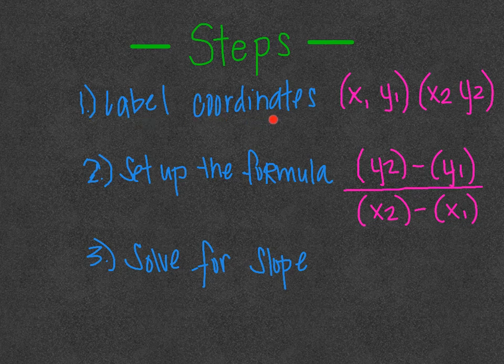The first thing is we're going to label the coordinates. So instead of being in a table or a graph, you're just going to have the ordered pairs listed side by side. Once you label x1, y1, x2, y2, then you're going to set up your formula just like you do when you have a table. On the top, you should have y2 minus y1 divided by x2 minus x1. And once you have this set up, then all you do is step 3, solve for slope.